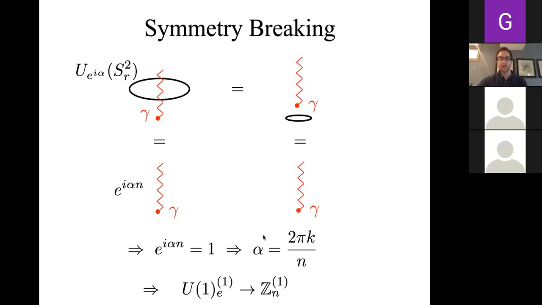What this means is that in the presence of this fermion, the full set of operators that we started with, the full set of U1 charge operators that we started with, are no longer topological. The only ones that remain topological are the ones that satisfy this condition, and these are precisely the ones that furnish a Zn one-form global symmetry. So we see that the existence of the charge n fermion has broken the U1 electric global symmetry down to Zn.